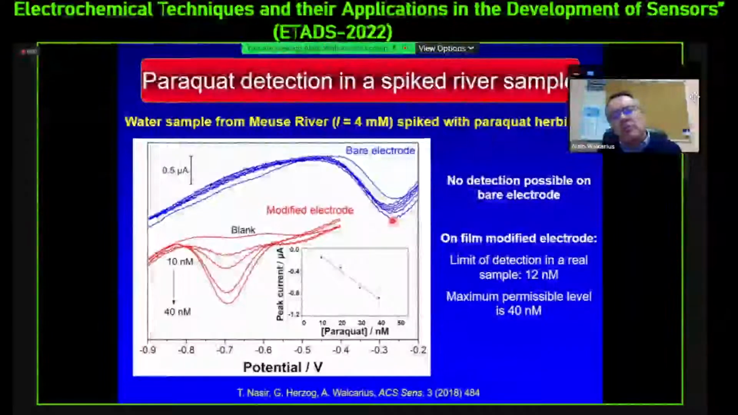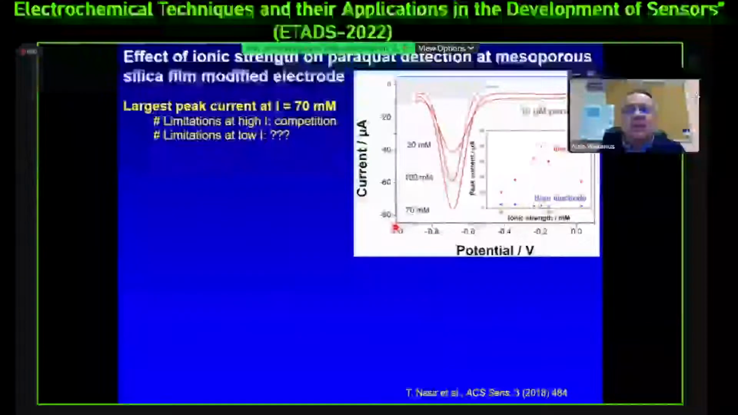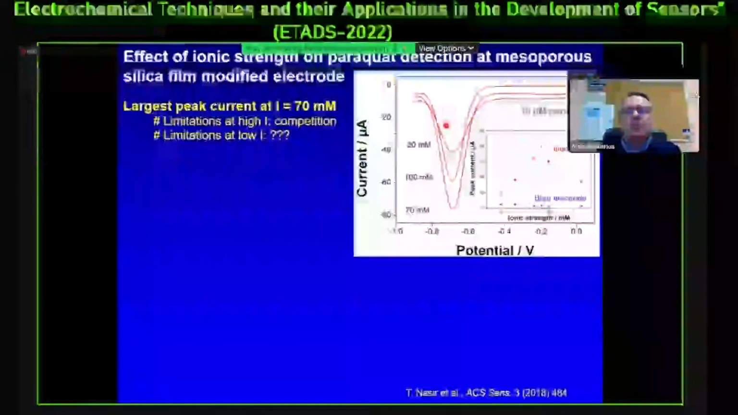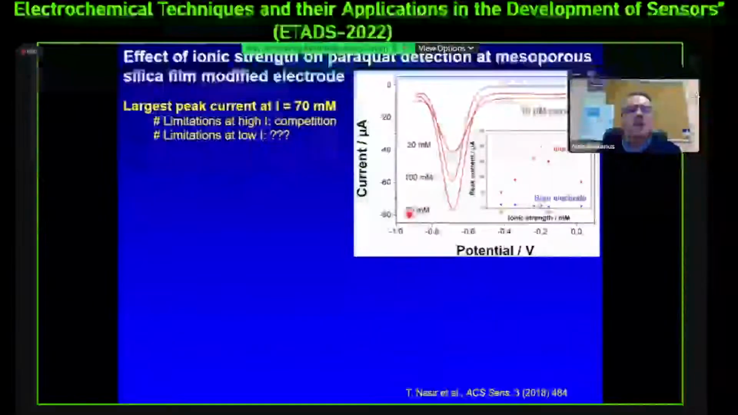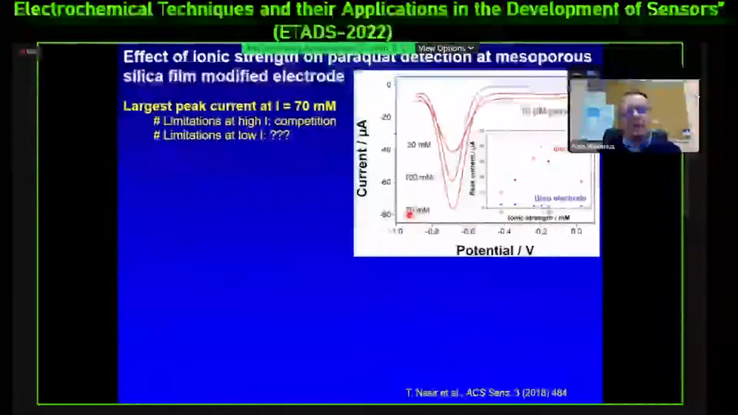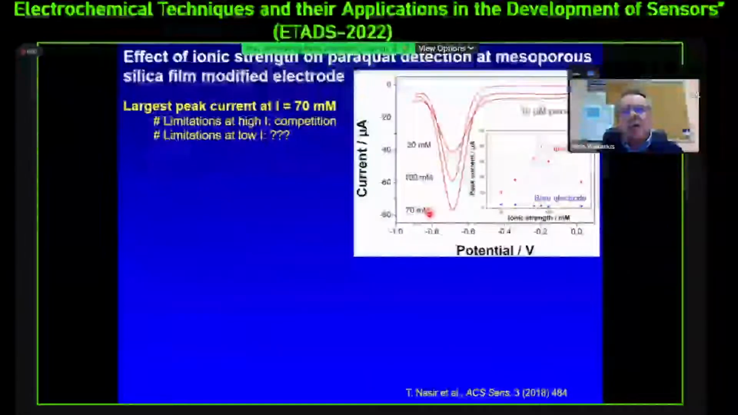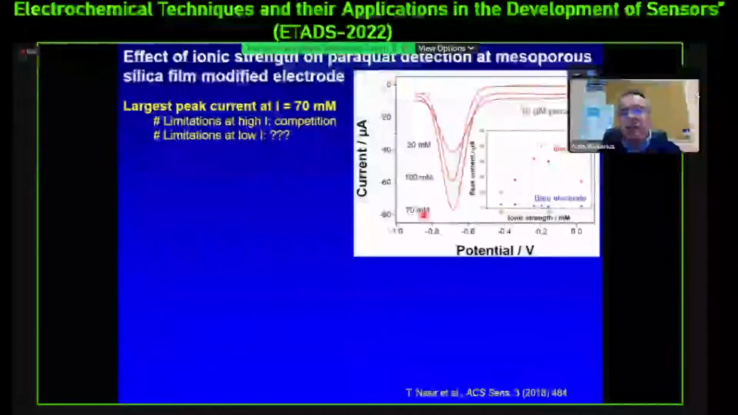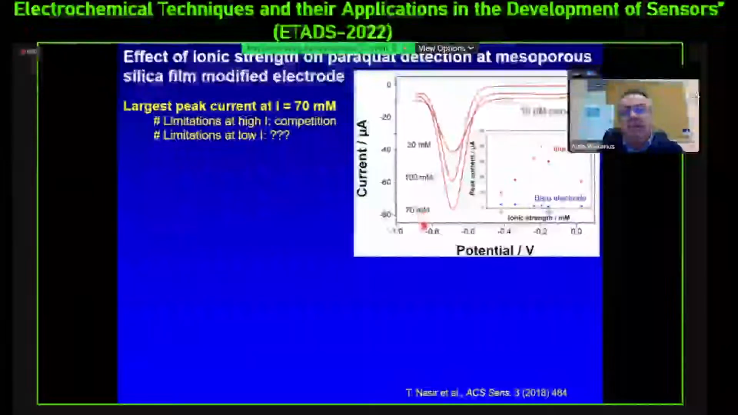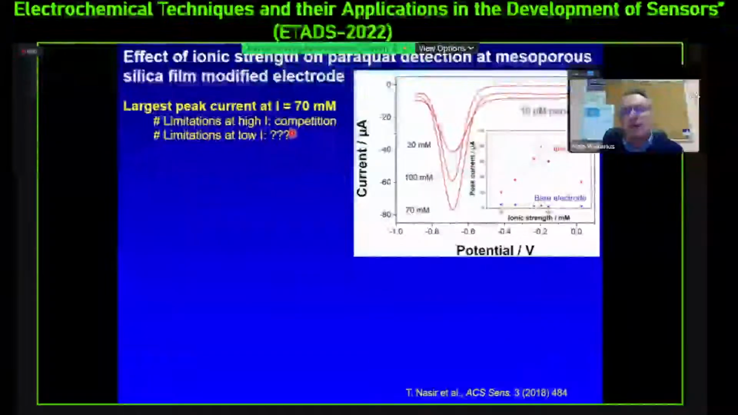But this is not so simple, and we have also observed an effect of the ionic strength on the sensitivity, giving rise to an optimal response at 70 millimolar of ionic strength. So how to explain this unexpected behavior? We can understand that at high ionic strength, we can have a competition between the cation of the electrolyte and the cationic analyte. But how to explain the limitation at low ionic strength?